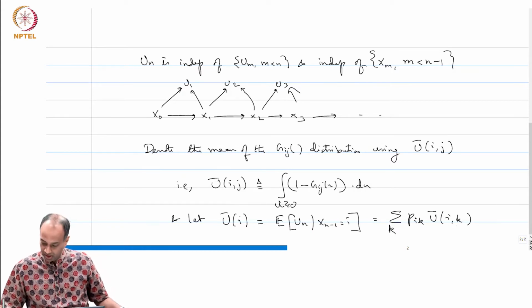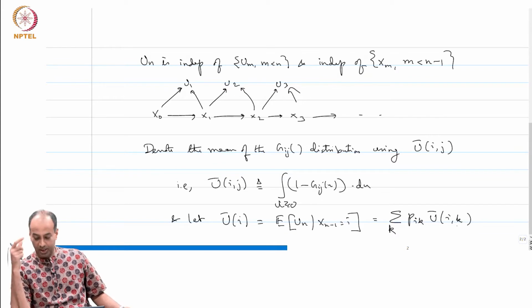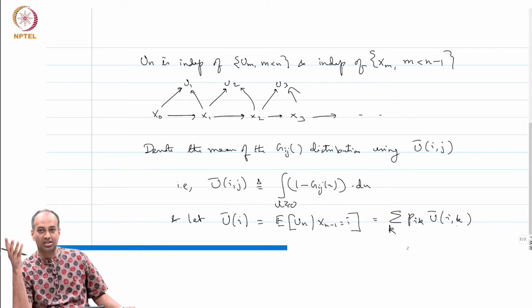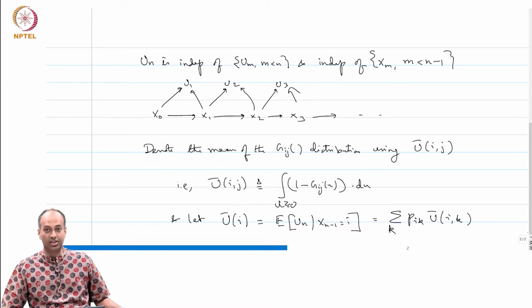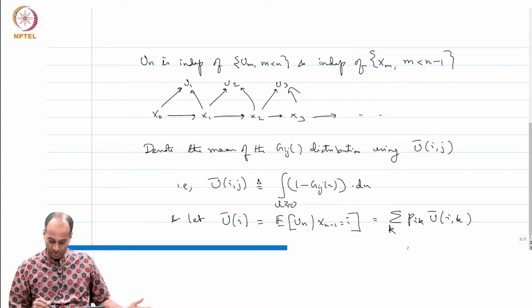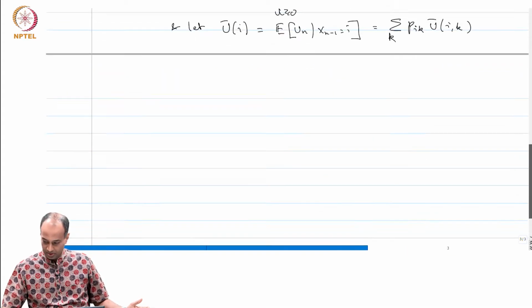So, u bar i k is the expected holding time in i given that you are going to k. Now, I am averaging over all the p i k's, so this is just the total expectation. This is the average holding time in state i, unconditional of where you are going. These two are useful notations.